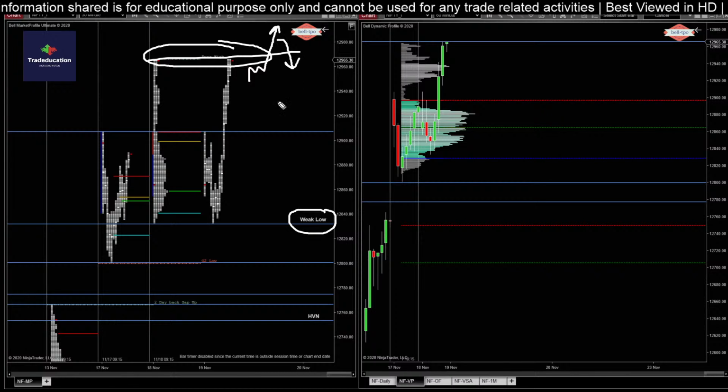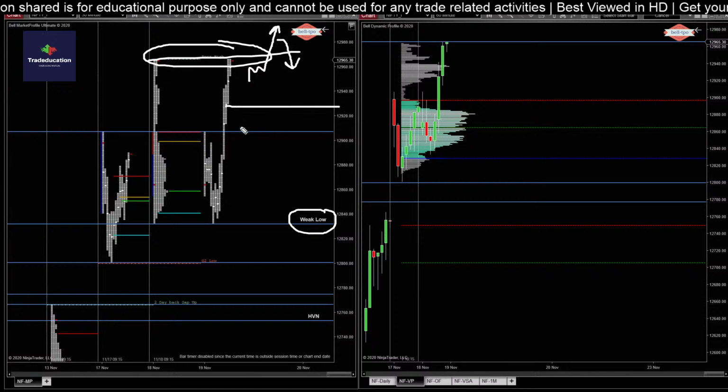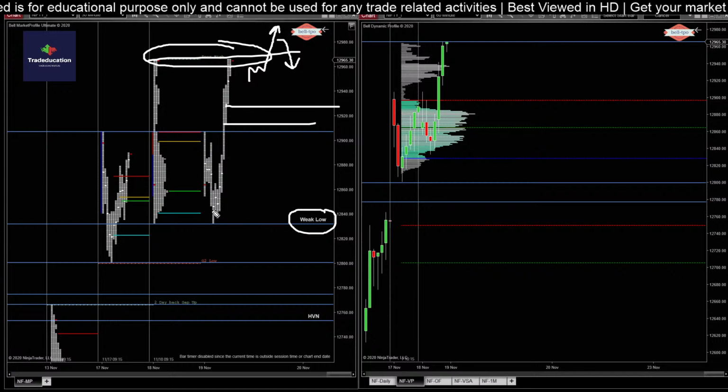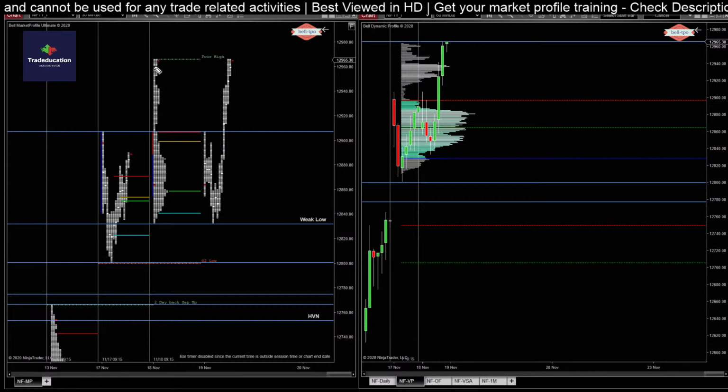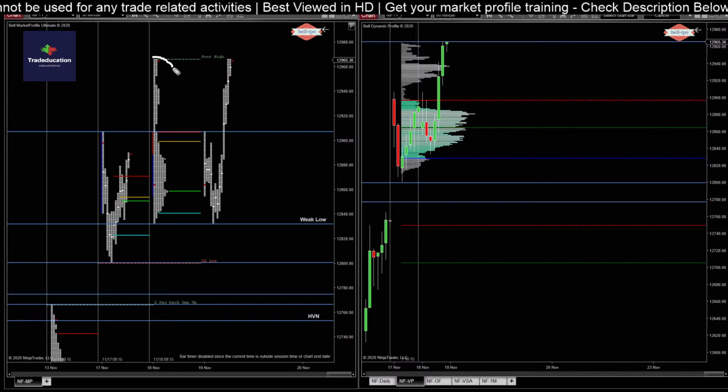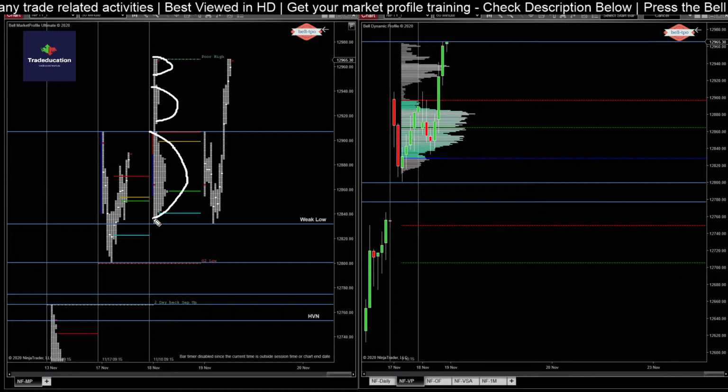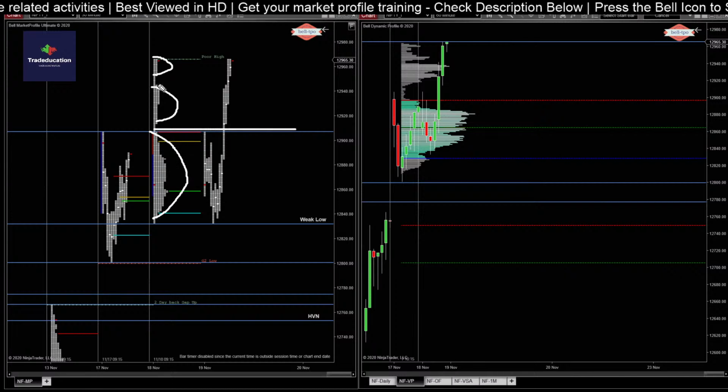Apart from that, we also have these two more halfback references from intraday which have not been cleared. Thirdly, we have our triple distribution. So this is the first balance, this is the second balance, and this is the third balance. And we have also got single prints.